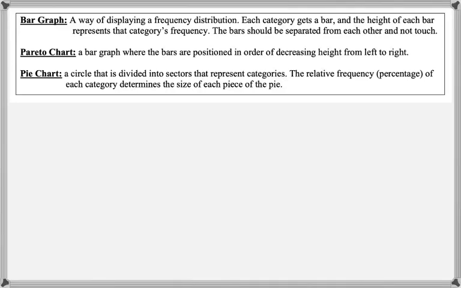In this section we are looking at all types of graphs and charts. And the first type that we are looking at is the bar graph. So this is a way of displaying a frequency distribution. Each category gets a bar, and the height of each bar represents that category's frequency. And the bars should be separated from each other and not touch.